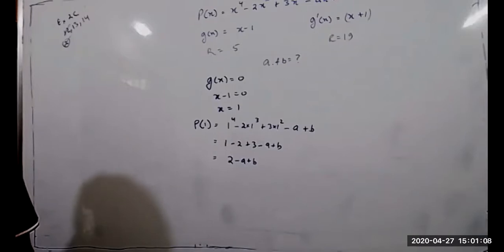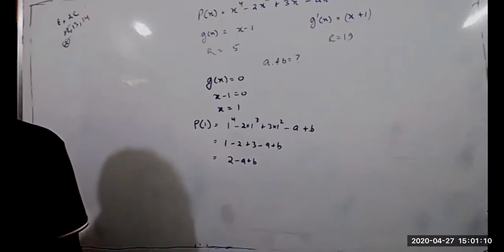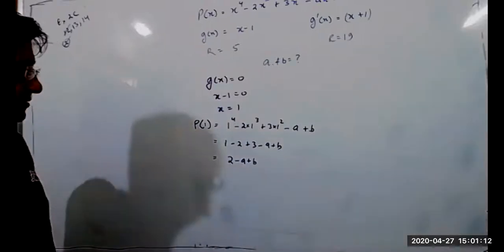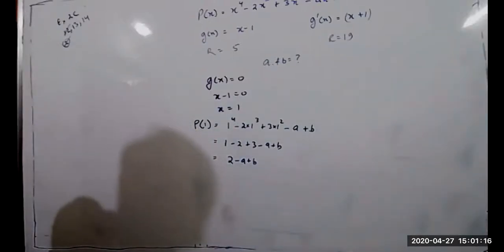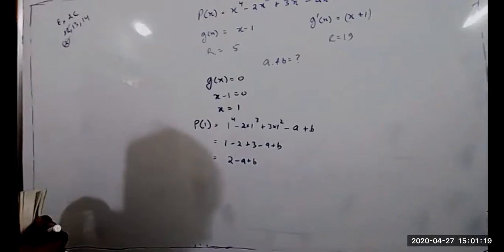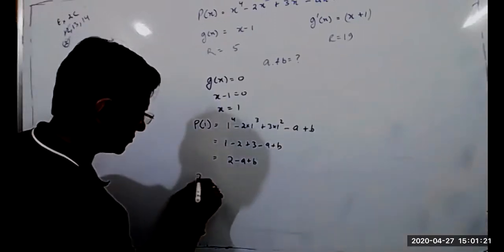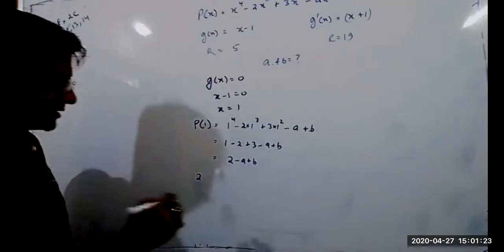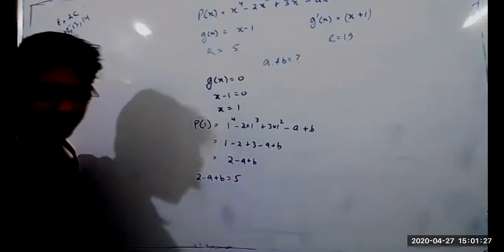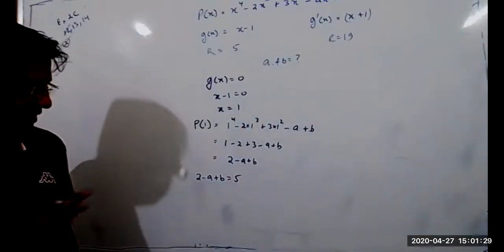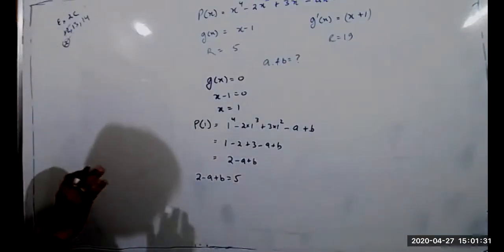Yes, sir. So the first one would be equation 1. Which equation? 2 minus a plus b is equal to 5. So you agree with Siddharth? What he's telling, 2 minus a plus b equals 5. So a plus b, tell me, is it correct?